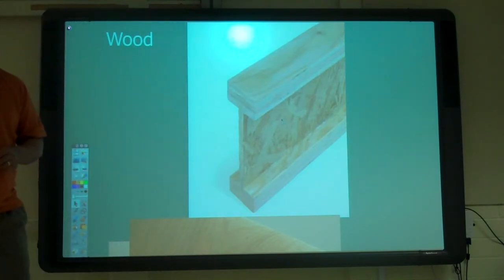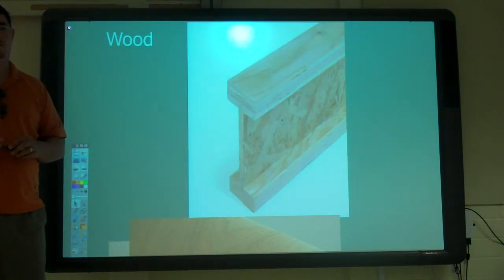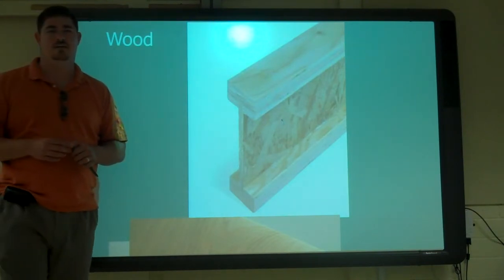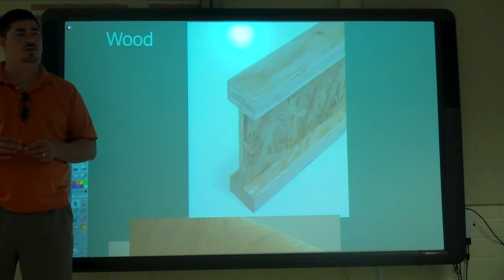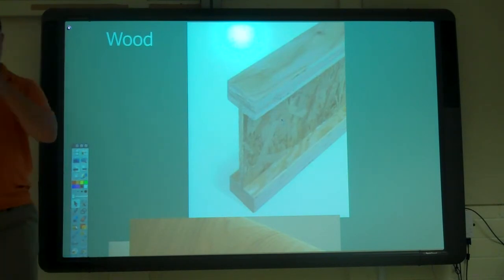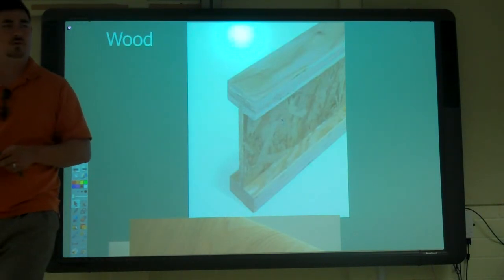What else? There's some other benefits of wood. It's relatively light, right? What else? It's easily refined. Yeah, we're saying that, so you can easily work with it.